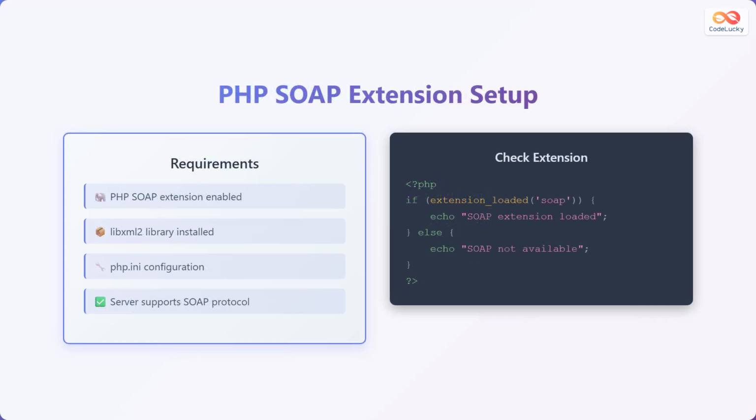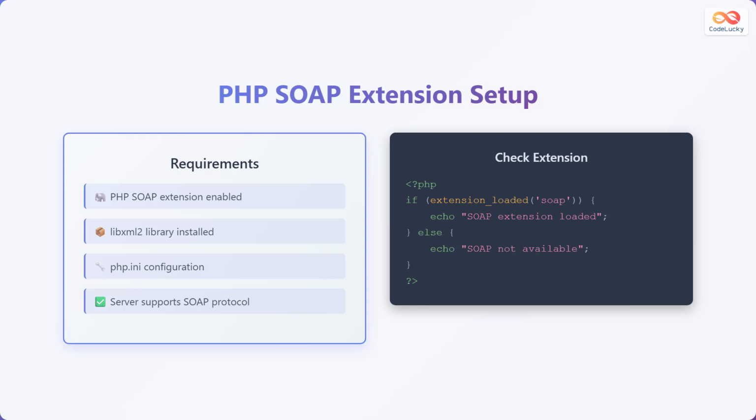Before diving into creating SOAP services, let's ensure the PHP SOAP extension is set up correctly. First, the PHP SOAP extension needs to be enabled. Second, the libxml2 library needs to be installed. Third, ensure correct configuration in php.ini. Fourth, verify that the server supports the SOAP protocol.